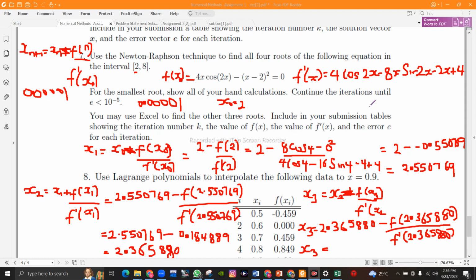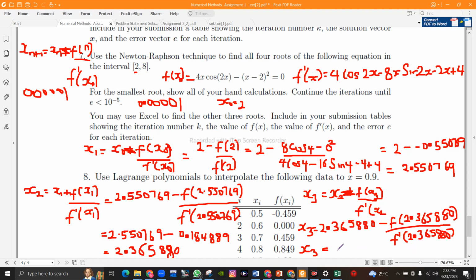Shift minus 2, shift answer, plus 4, close brackets. Make the answer very big. 1.6, that's too big. 4 answer cos 2 answer minus answer minus 2 square divided by 4 cos 2 answer minus 8 answer sine 2 answer minus 2 answer plus 4. That's way too big.